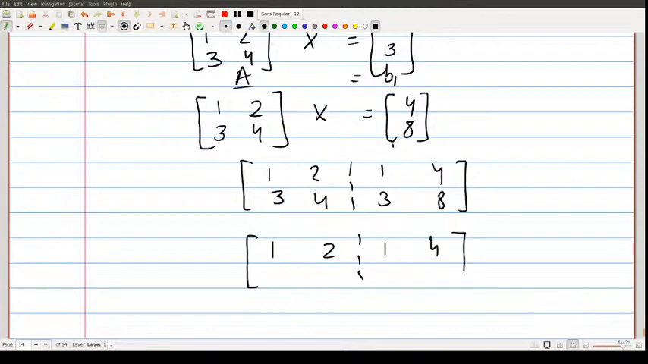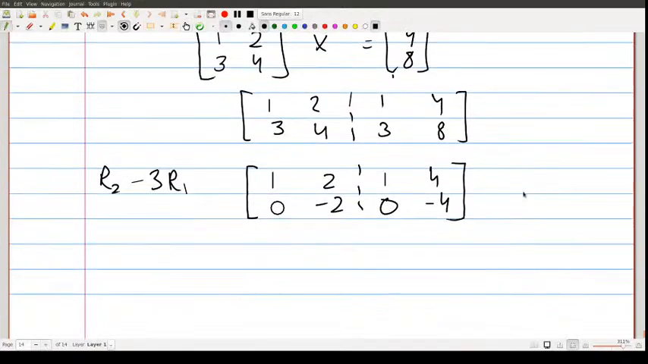For the second row, we want row 2 minus 3 times row 1, so this gives me 0, 4 minus 6 gives me minus 2, 3 minus 3 gives me 0, and 8 minus 3 times this entry, which is 8 minus 3 times 4, so 8 minus 12, so this is minus 4. Okay, that's the first step.